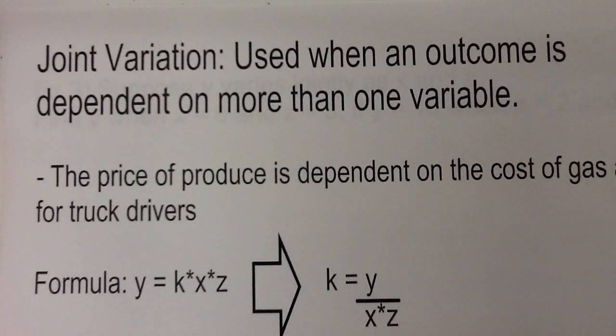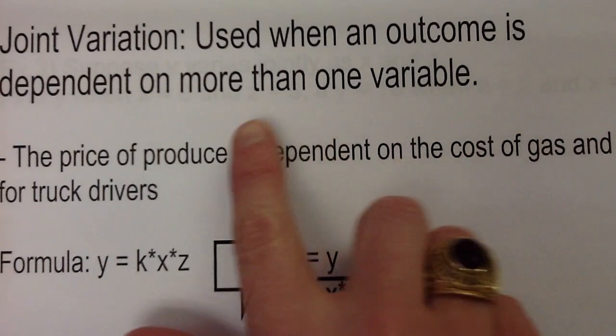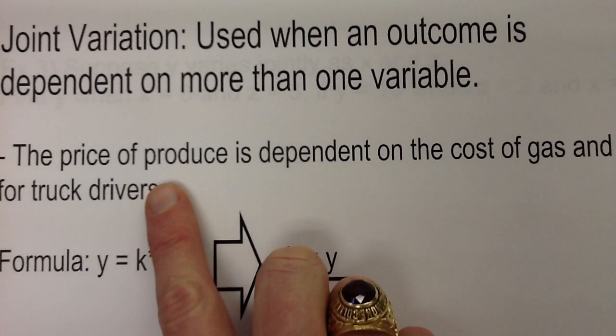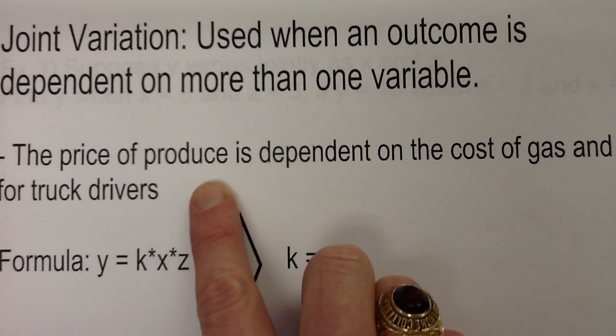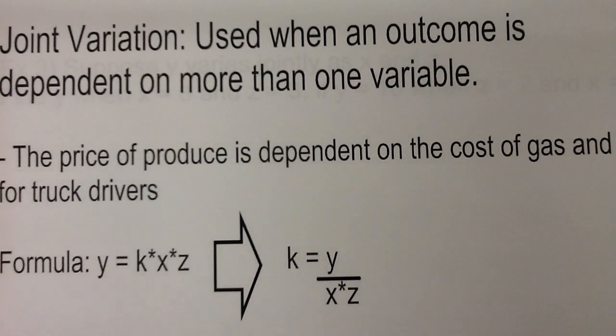The last type is joint variation. And that's when our outcome is dependent on more than one variable, two variables, I'm sorry. So a good example, the price you're going to pay for produce is dependent on the cost of gas and the pay for truck drivers. So if you go to the grocery store and stuff's costing more, I'm sure there's other factors it could be, but a lot of it has to do with shipping.